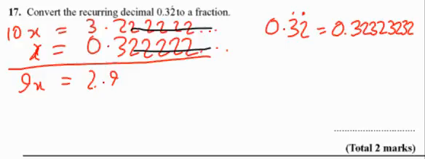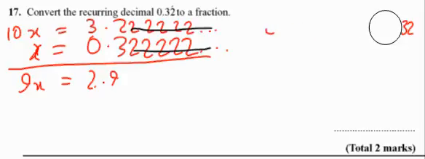If it was 0.32 recurring, we'd multiply it by 100, and then we'd have 99x equals whatever it equals. But we'll ignore that for now.